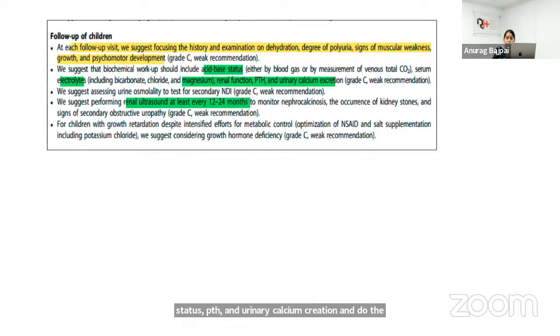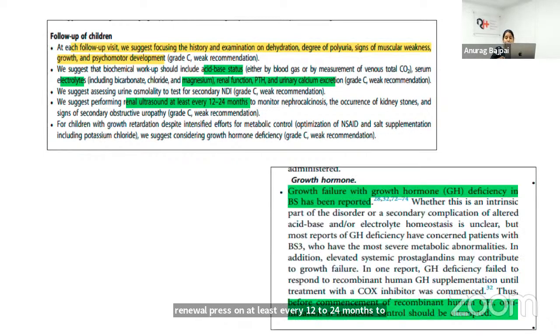to monitor the nephrocalcinosis. And one thing I would like to emphasize here, that it has been seen that growth hormone deficiency has been reported in many cases of Bartter syndrome, but we should not jump into growth hormone therapy in cases of Bartter syndrome. We should first give high calorie intake to the patient. We should correct the electrolytes first, and even if the patient is not growing well, then we should consider recombinant growth hormone therapy. I think that is because when it is not controlled, you will label them as GHD.